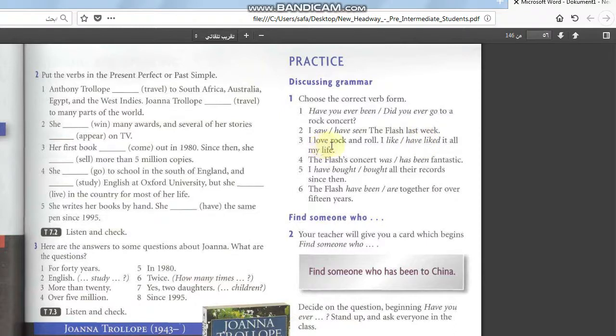Number 3, I love rock and roll. I like have likes in my life.